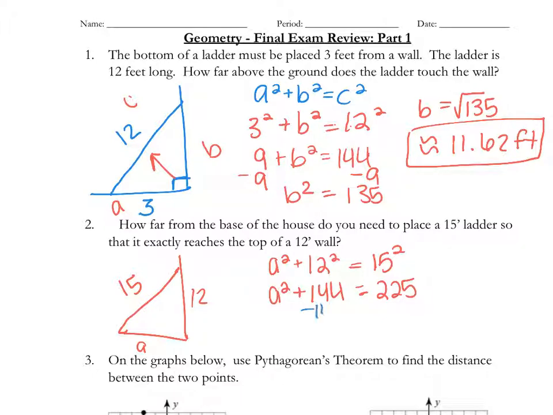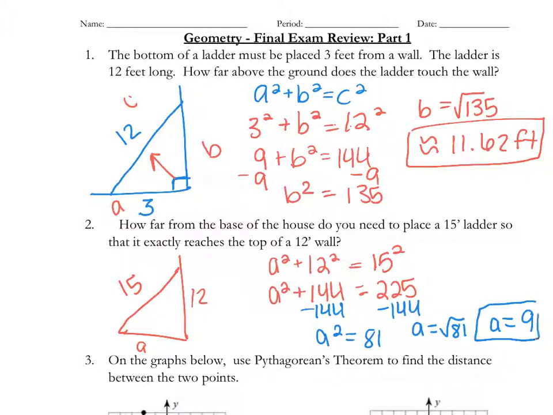Next, I'm going to take away 144, and I'm left with a squared equals 81. So to undo that square, I'm going to square root it. So a equals the square root of 81, which is a is equal to 9. So the ladder needs to be 9 feet away from the base of the house in order to reach 12 feet up the wall.